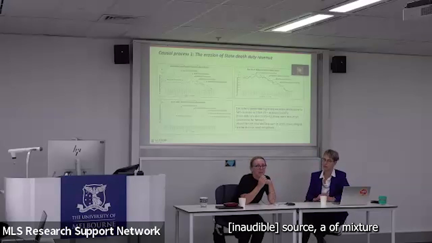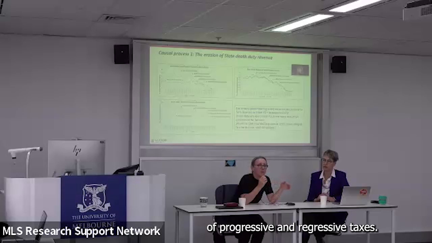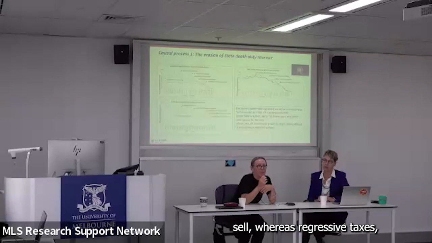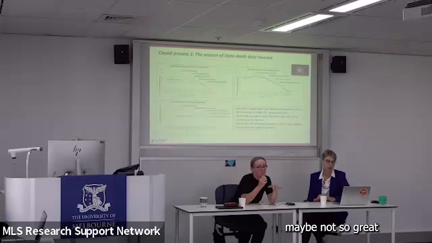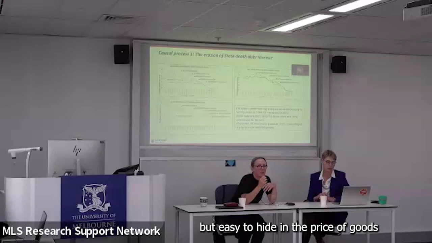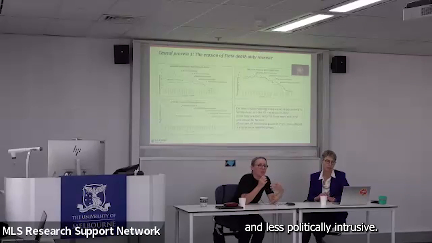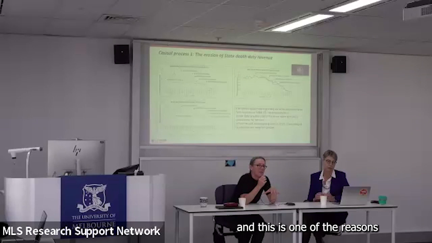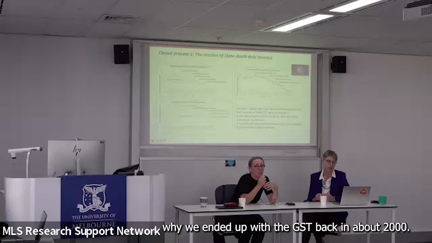Economists also like to have a mixture of progressive and regressive taxes. Progressive ones might be more socially just, but they're a bit harder to sell, whereas regressive taxes maybe not so great in terms of justice, but easy to hide in the price of goods, and so less politically intrusive. So that's a good reason to have a really broad mix of taxes, and this is one of the reasons why we ended up with the GST back in about 2000.